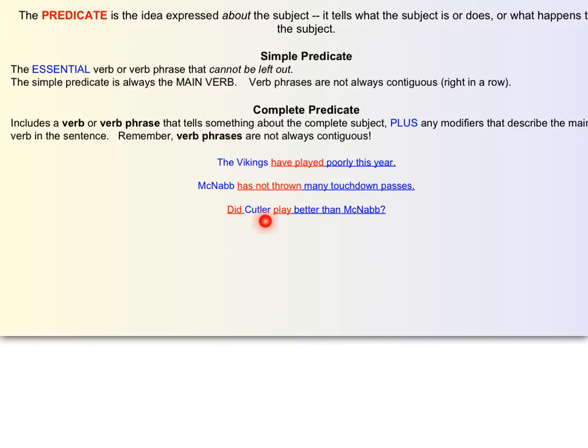And then when we get to questions, often the verb phrase gets split up by the subject. So here, did Cutler play better than McNabb? Did and play is the simple predicate, and then including better than McNabb ends up being the complete predicate. So you really have to look at, and sometimes just reword the sentence. Cutler did play better than McNabb. And that makes it easier for me to find each piece.